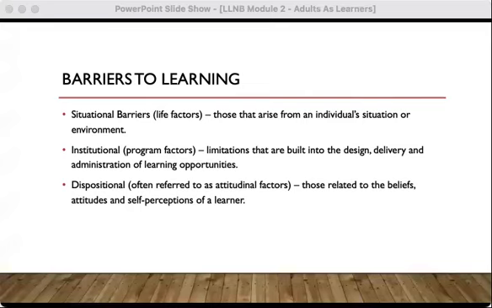And the barriers can be dispositional, often referred to as attitudinal factors, those related to the beliefs and attitudes and self-perceptions of a learner. These can include self-confidence, belief about the value of learning, belief about himself or herself that might impede learning. Example, I'm too old to learn, or I'm too stupid. Prior negative experiences in learning, and health concerns that may adversely affect learning.